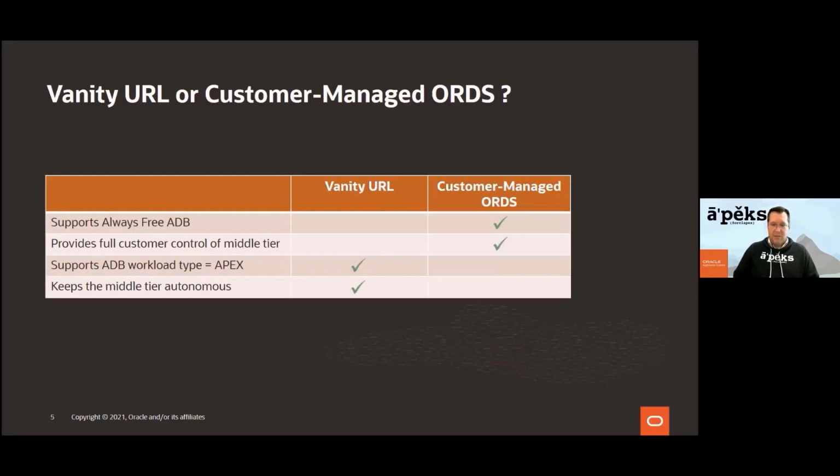Again, we have many customers who are doing that for specific reasons and are doing it very happily. So Customer Managed ORDS is a great solution in those scenarios. And Vanity URL is now a second alternative. So with those things in mind, pick the approach that meets your business requirements.